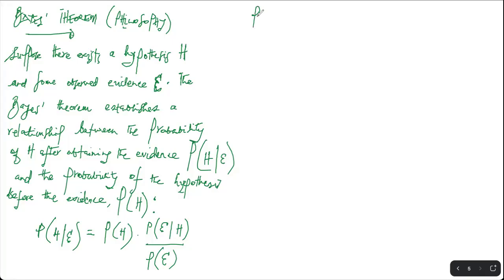So P of H, this is what we call the prior probability, okay? And you see in the preamble, I called it the probability of the hypothesis before the evidence. So this is purely the probability of a suspicion, no evidence. So it's not yet the truth, right? So this is what we call the prior probability.